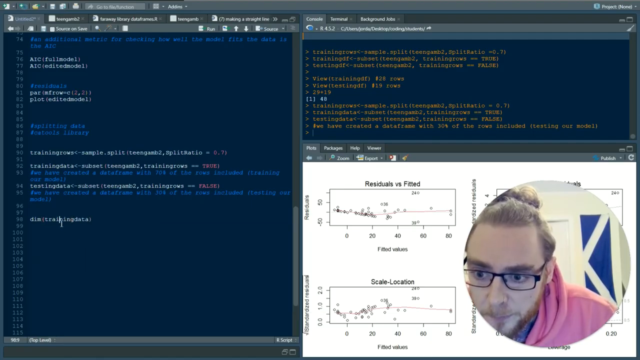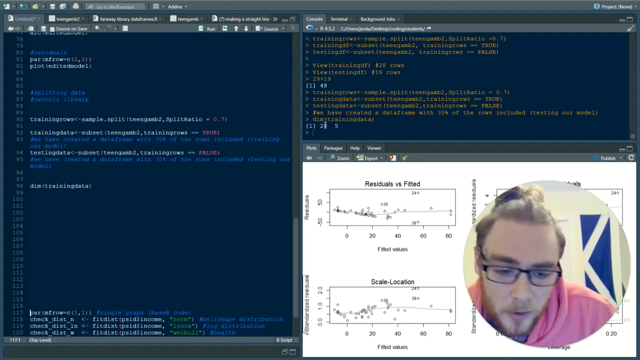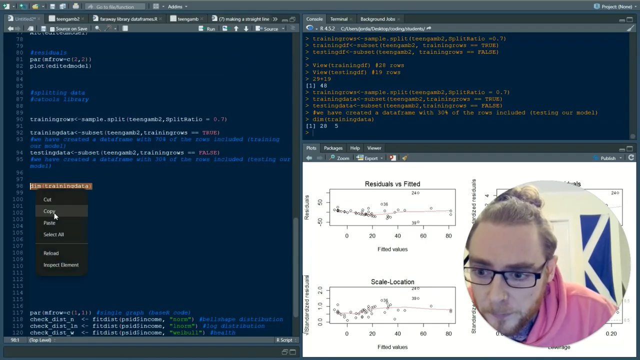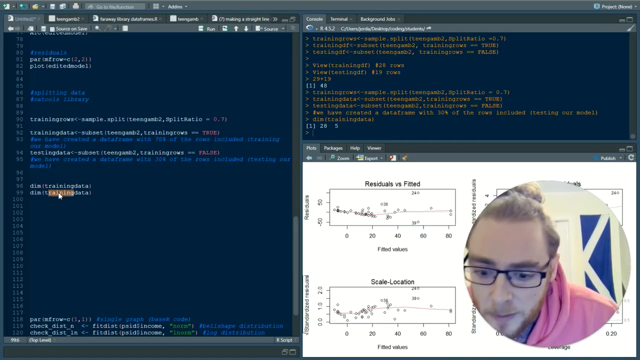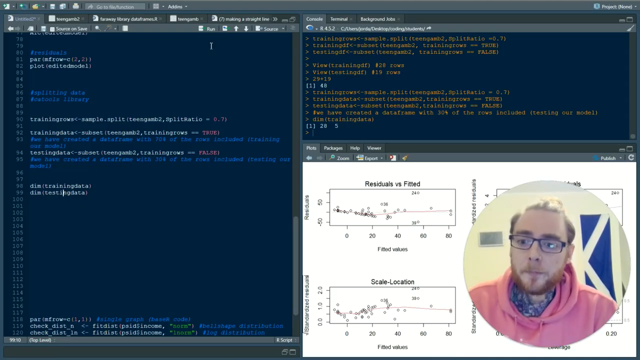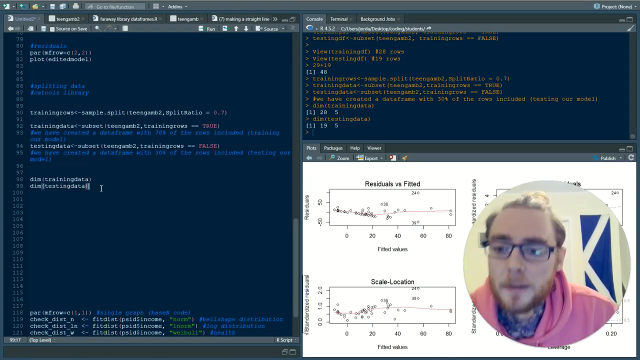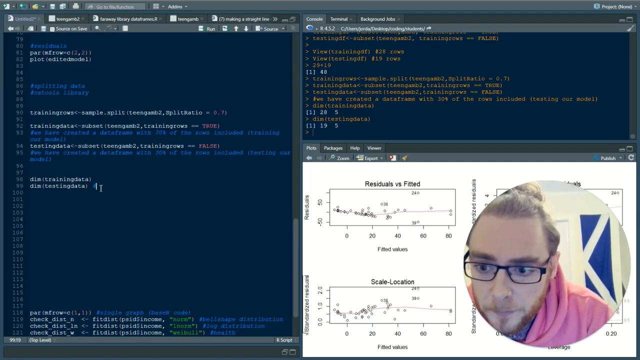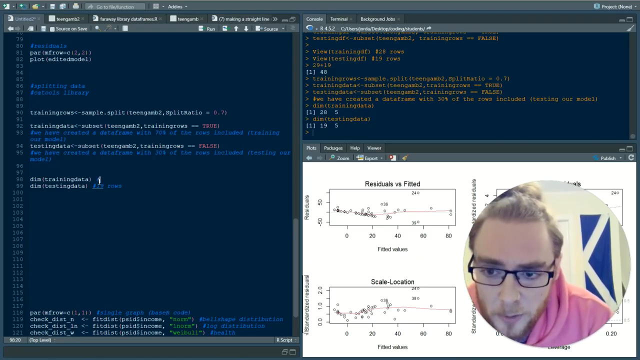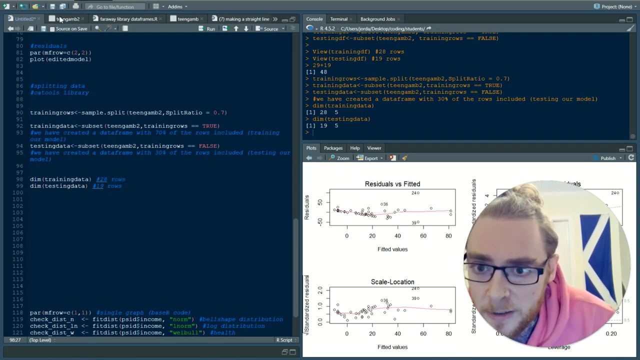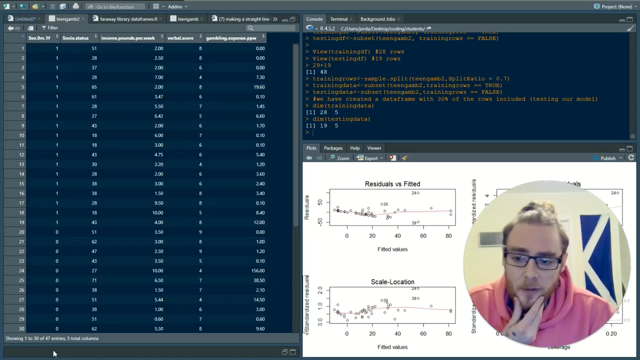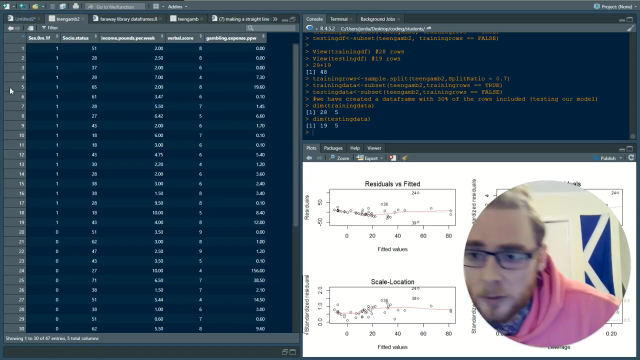Training data. Alright, there's 28 rows, 5 columns. Testing data, 19 rows, 5 columns. Two things here, these obviously do add up to about 48, which is, well, 47, which is the number of rows in the original.